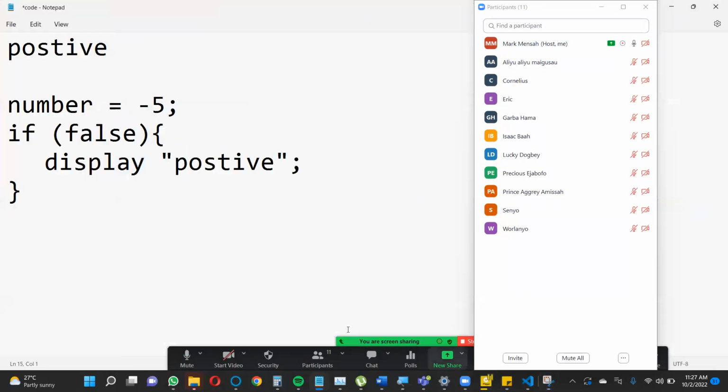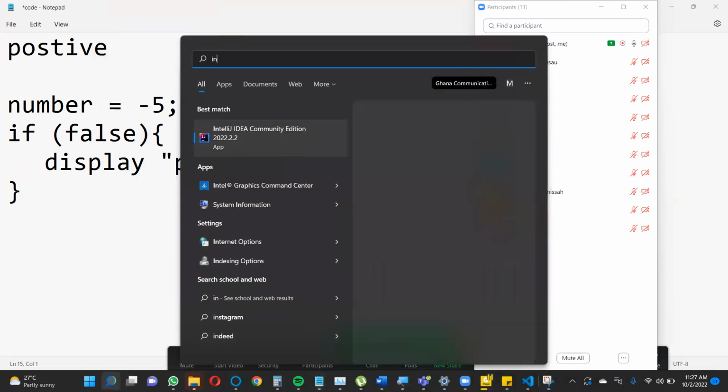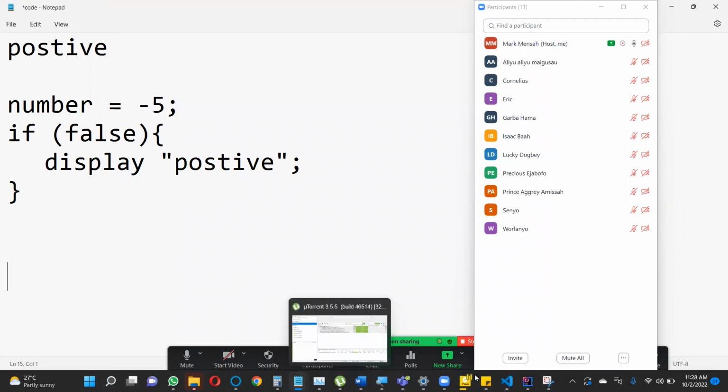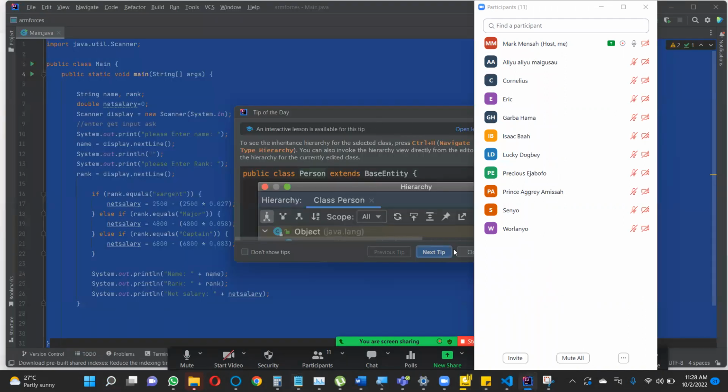Okay. So over here, is my IntelliJ opened up? Let me see. IntelliJ. I have a lot of things opened up. So yes, here we go.